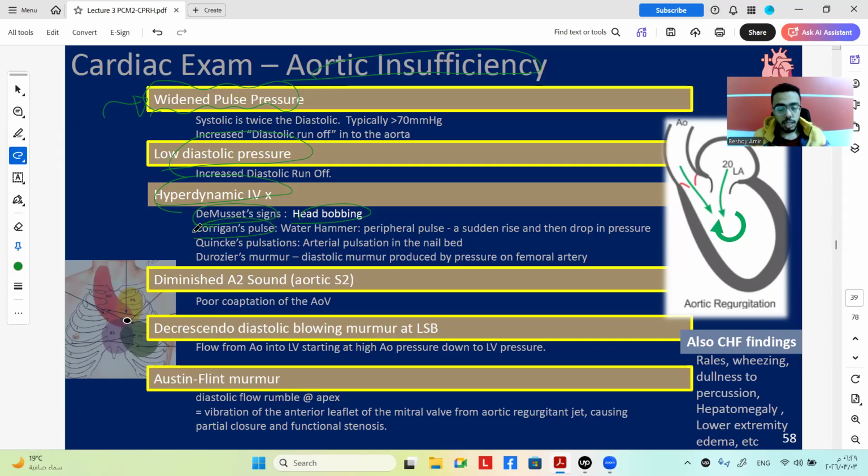Also, Corrigan's sign. Corrigan's sign is what we feel. It's called water hammer pulse. It's like a hammer pressing, but it's actually water, or blood, pushing my hand when I'm feeling a pulse.